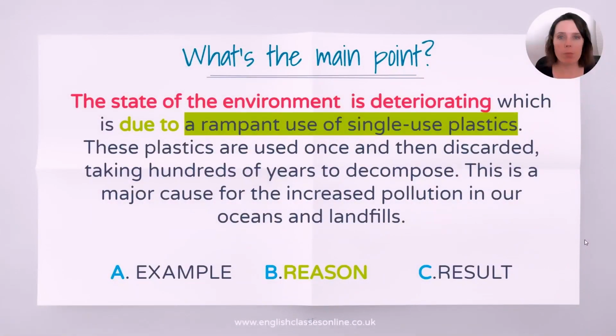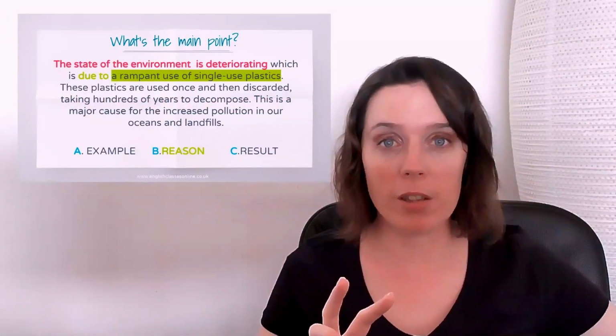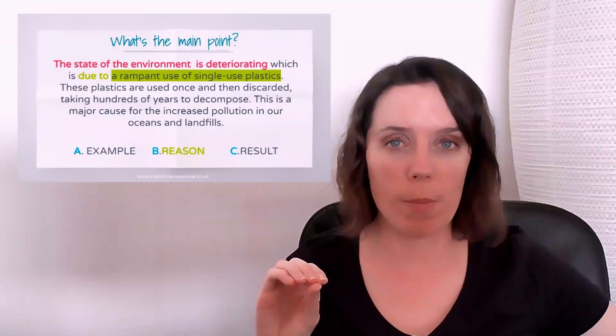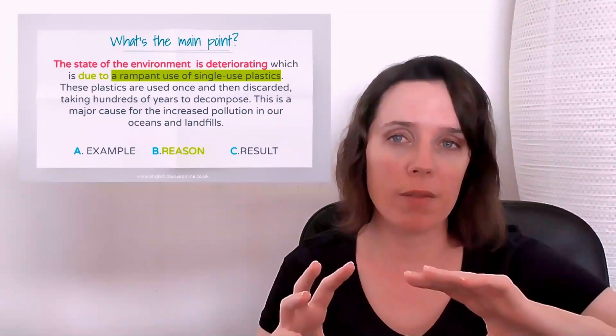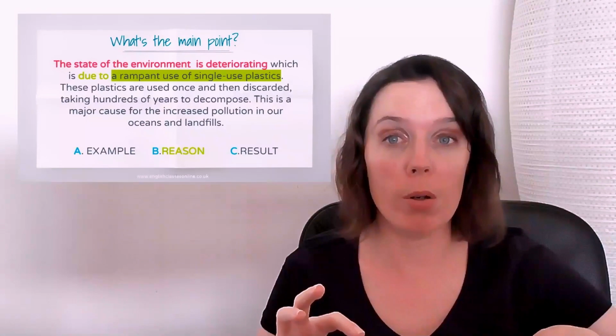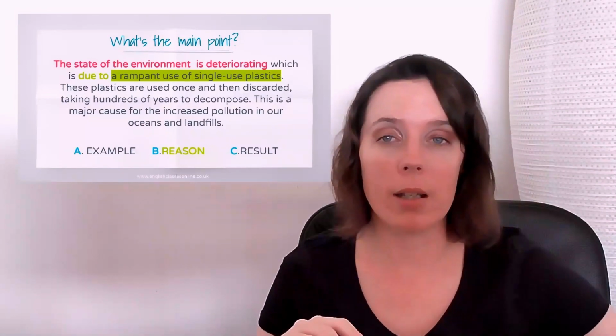So your main point was that very first sentence, okay? The state of the environment is deteriorating. So often main points will come right at the start of a paragraph. Generally that's where main points come. They may also come in the middle of your paragraph if you have several points per paragraph. So you might have one in the middle somewhere, okay?